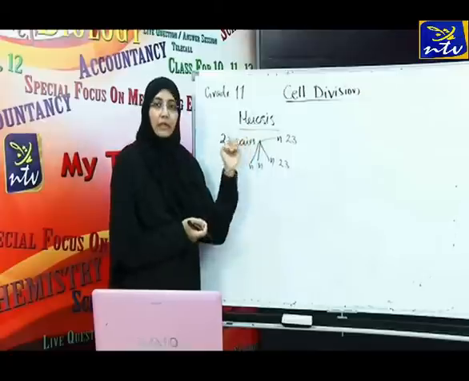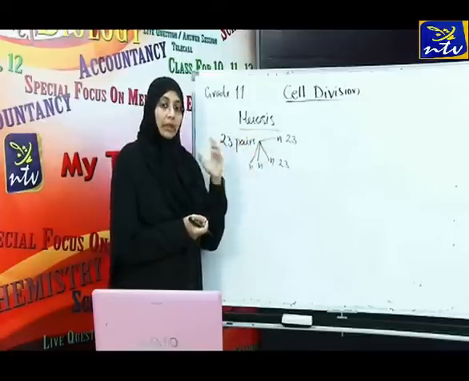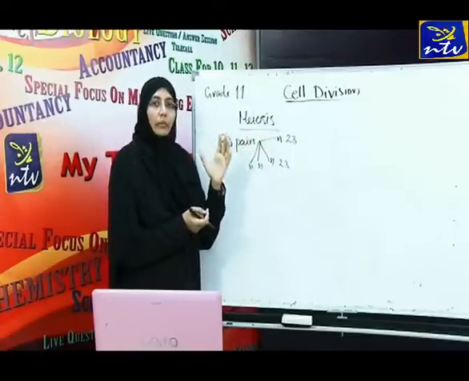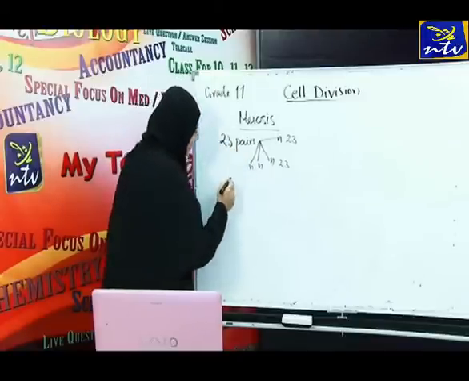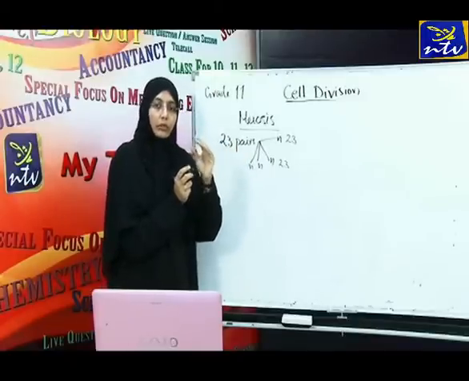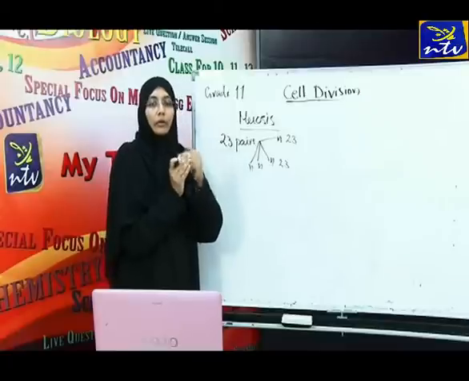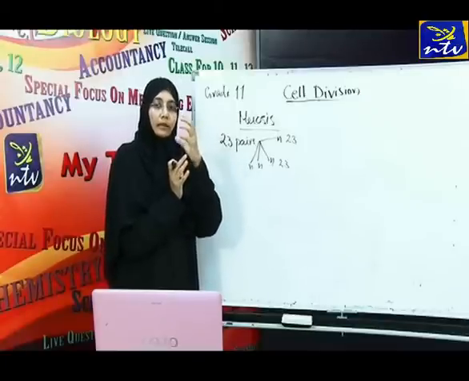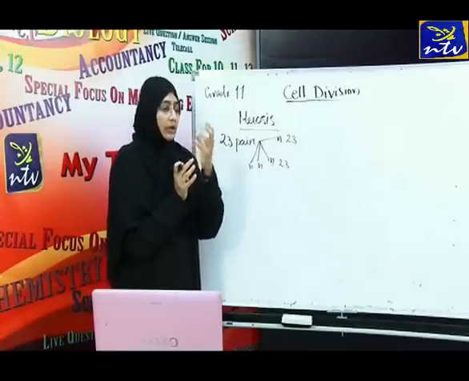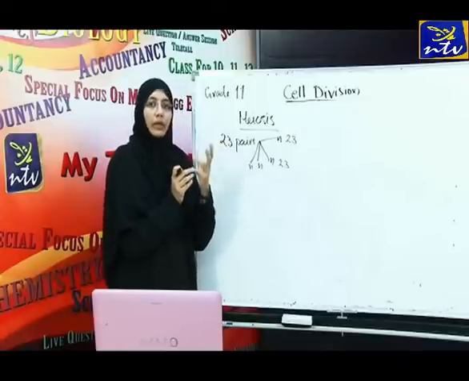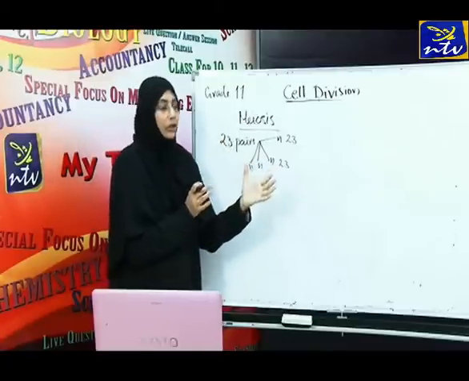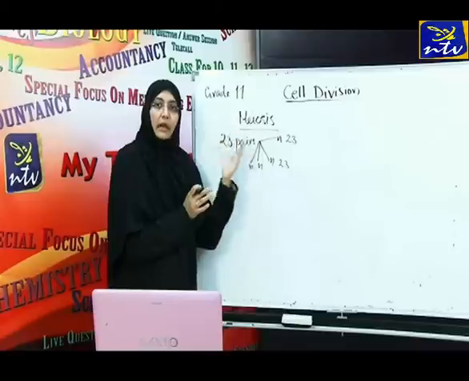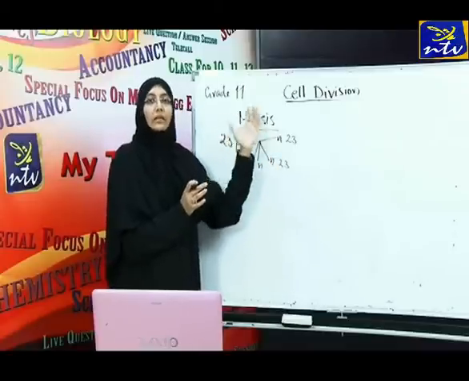So what is the significance? As I think I have mentioned in earlier classes, when the fusion of gametes takes place, spermatozoa with 23 chromosomes fuse with the ovum with 23 chromosomes, and a zygote is produced. The zygote will have 23 pairs of chromosomes. Now to retain the number of chromosomes, it is very essential that the cell undergoes meiotic cell division.